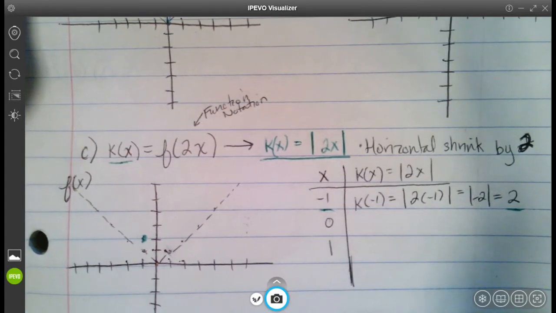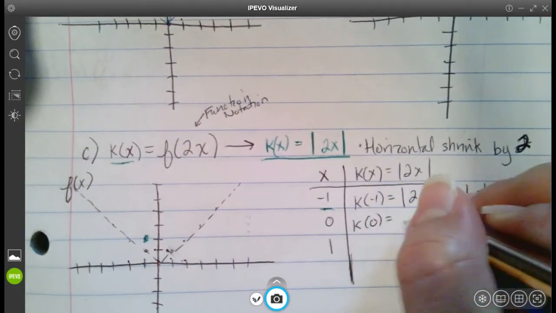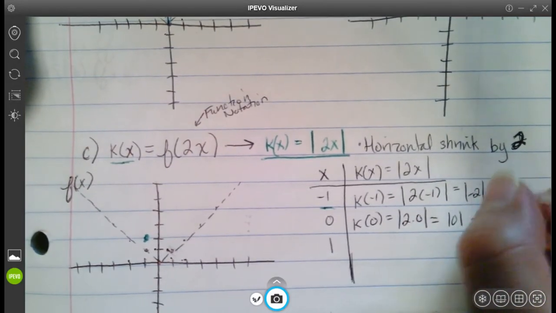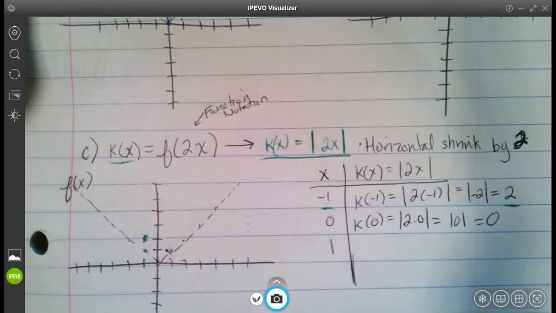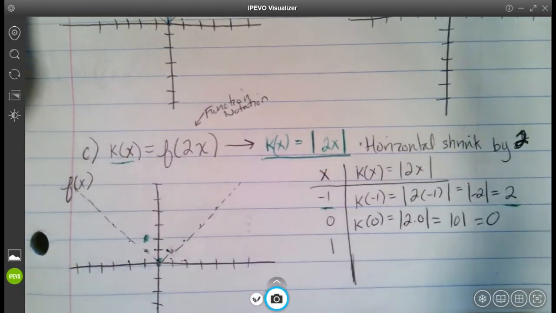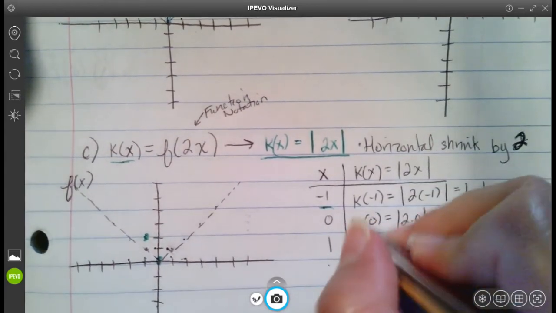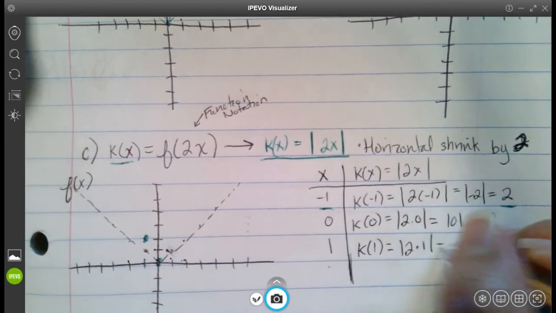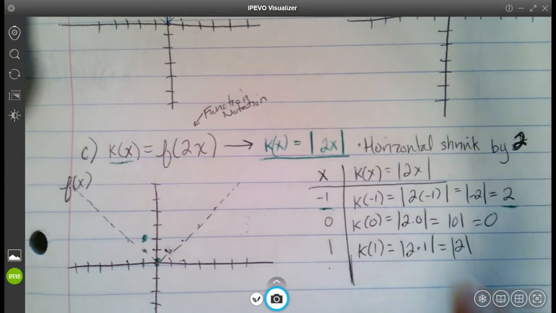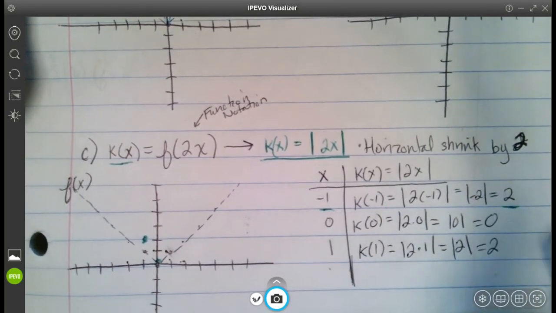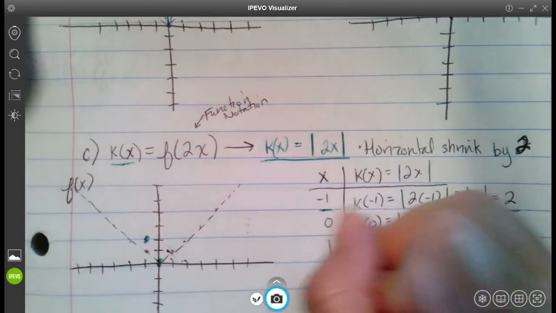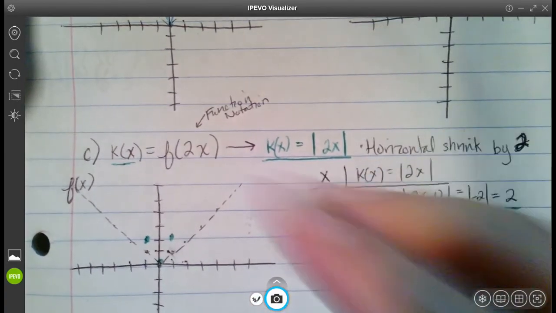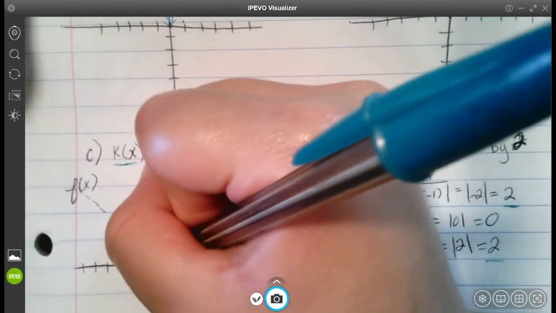0 is going to be nice and easy because anything times 0 is just 0, right? So 2 times 0 is just going to be 0. So this one stays right in the center. And last but not least, k of 1. We're going to plug in this 1. So 2 times 1 is just equal to 2. The absolute value of 2 is 2. So this point is 1, 2. Okay, and we can go ahead and connect at this point.